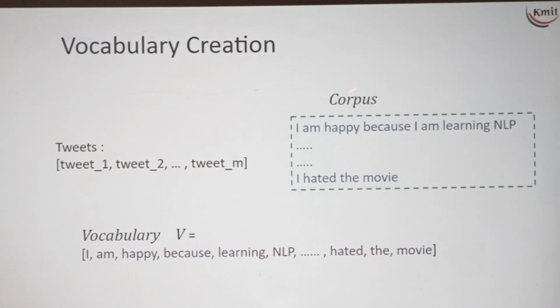From these tweets, what you are having is called the corpus. For example, I am happy because I am learning NLP, I hated the movie, likewise. All these are called the corpus. From the corpus, a vocabulary, which is a list of unique words, is to be created. A list of unique words, right? How to do this is, the main thing is, in order to create this vocabulary, the first thing is required.